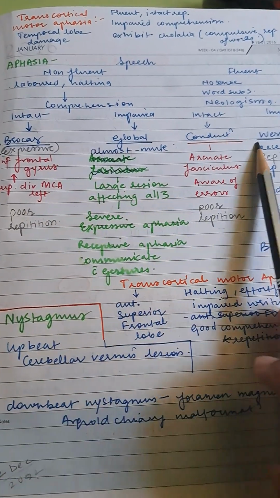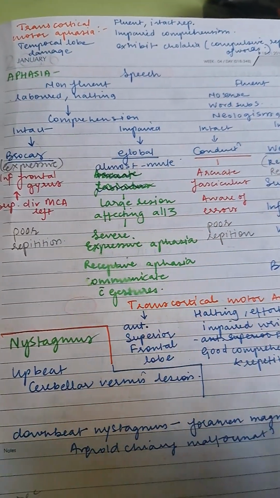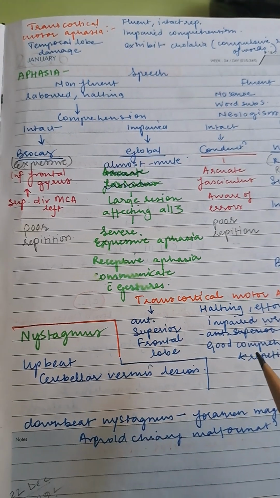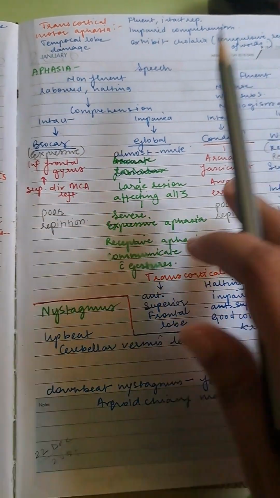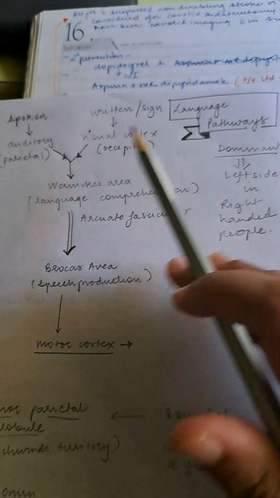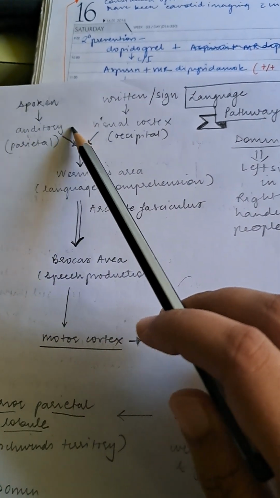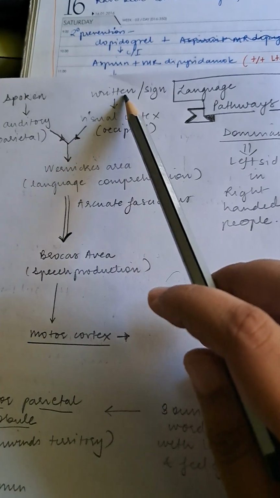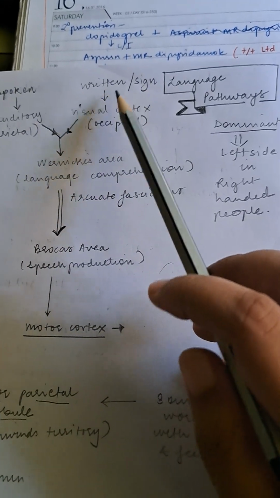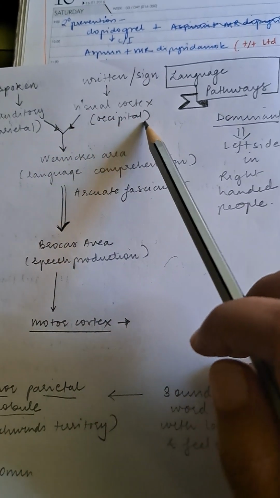We'll see how to solve questions on aphasia in MRCP part 1 or part 2 theory exams. For that, we'll understand the language pathway, wherein the spoken language is sent to the auditory cortex in the parietal area, and written and sign languages are perceived by the visual cortex in the occipital area.